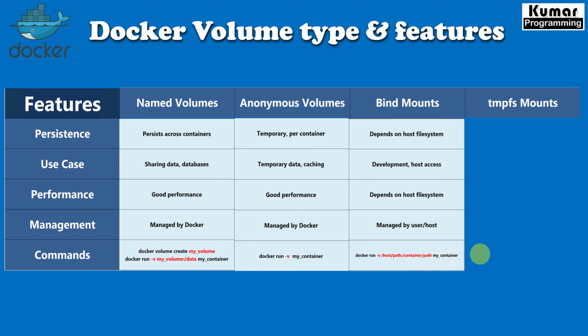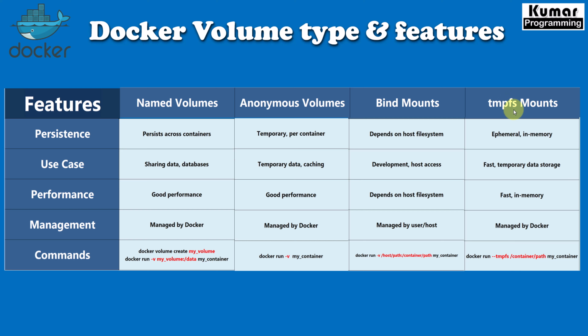Now let's move and see the volume which is the temporary file system, tmpfs. Okay, so tmpfs is completely ephemeral and it's in memory. It means whenever our container gets restarted or stopped, the data in memory will be lost, and it's quite fast because it's in memory. It is completely managed by Docker. And in the command, we have to provide the option --tmpfs, and then the path in the container for the data which we want to store, right? You might not be getting the complete picture as of now, but believe me, once we have our practical demonstration, you will have a clear idea about all these volumes.